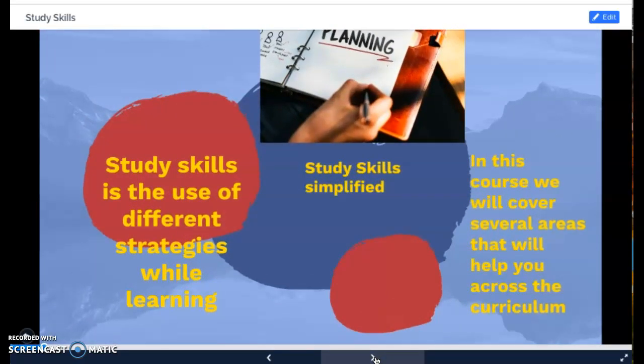Basically, you can look at the definition. Study skills is the use of different strategies while learning. And while study skills itself can act as a standalone course, it is primarily used to enhance skills in multiple courses across all curriculums. So in this course, we will cover several areas in which people tend to struggle with certain topics of study skills across multiple curriculums.